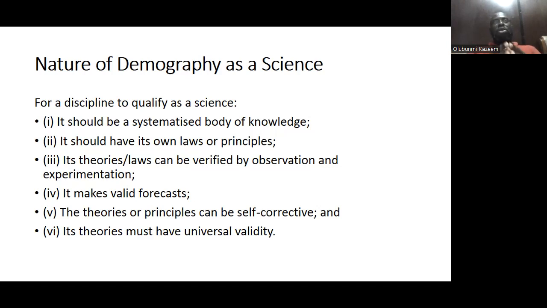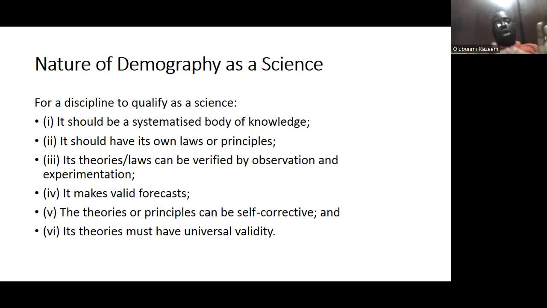Then the theories being postulated in that field must have universal validity. What this is saying is that it should not just be a theory or principle that would hold in a particular region or area, and by the time it gets to another region, such a postulation will not hold. For a field of human endeavor, a field of study, to be regarded as a science, the theories that emanate from that field should have universal acceptance or application. If it holds in Nigeria, it should hold in the United States of America, in Saudi Arabia, in Argentina. So far as the conditions upon which such a theory is made are the same, the postulations of that theory should remain the same regardless of the area.